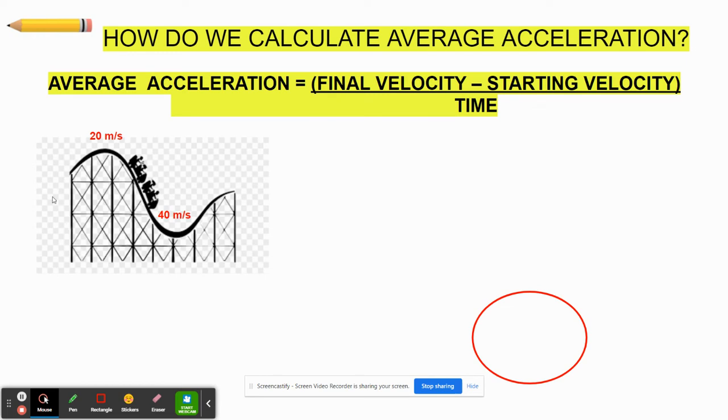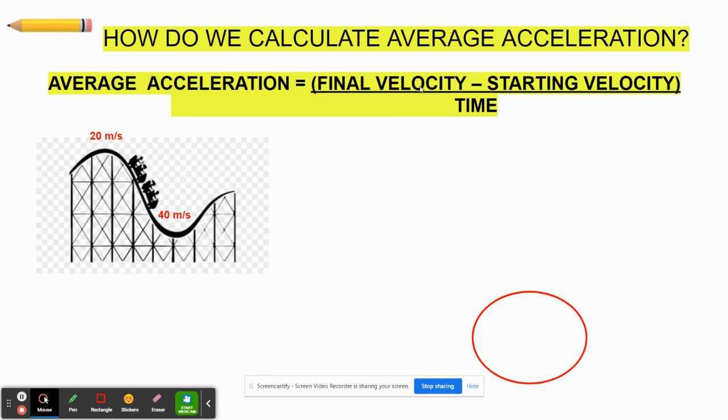And right over here at the top, it's telling us that when it hits the top, it's going 20 meters per second. Now it's going to come around, it's going down, and it's speeding up so that its speed when it gets to the bottom is 40 meters per second. Now this is just speed, right? 20 meters per second, 40 meters per second.